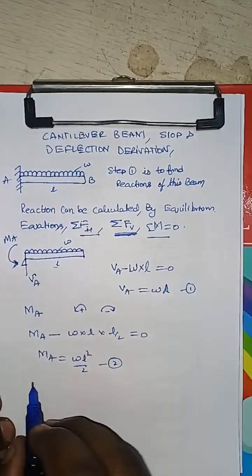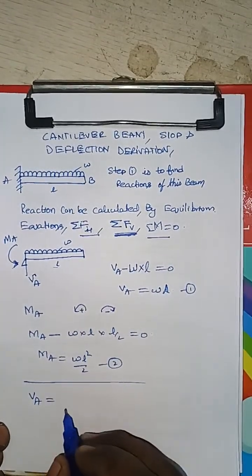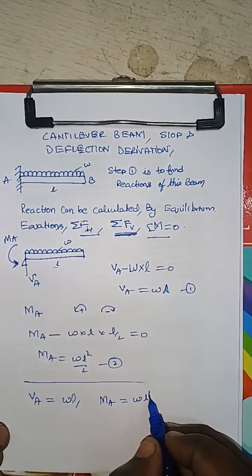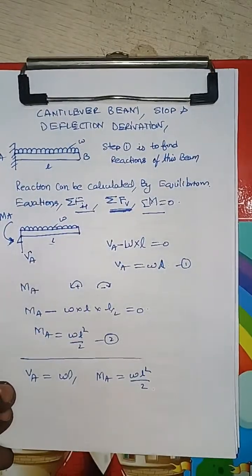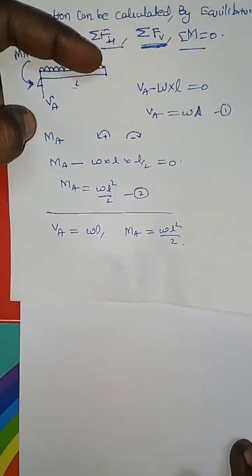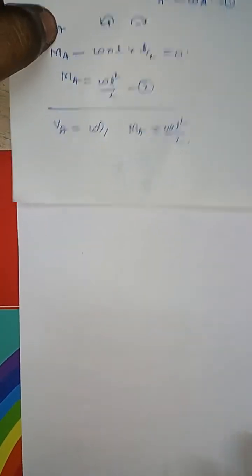Now once we have done this particular part, we have found that VA is equal to W into L and MA is equal to W into L square by 2. After this, what we have to do is find the deflection equation further.